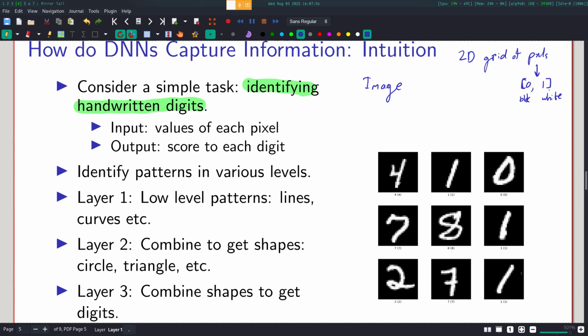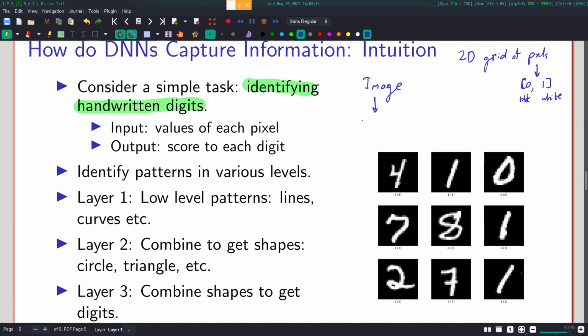It's going to be some value between 0 and 1. So 0.5 would be a gray that is exactly halfway between those two things. 0.75 would be lighter, 0.25 would be darker, and so on. So an image is nothing but a 2D grid of these real values.